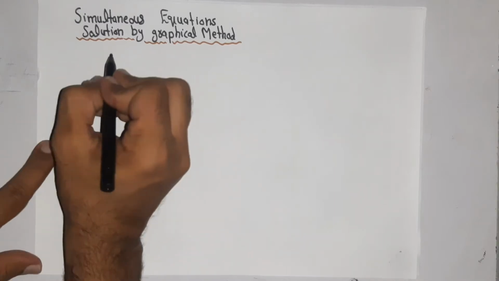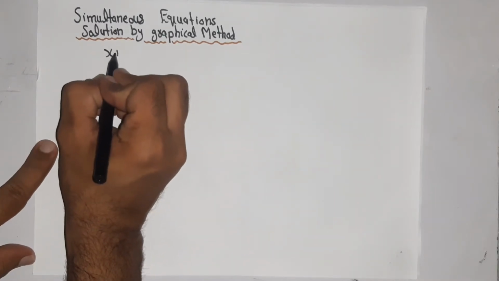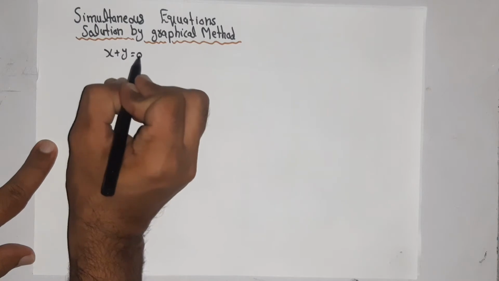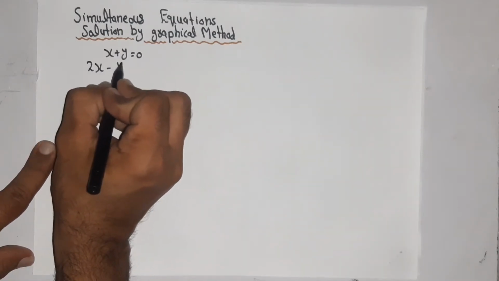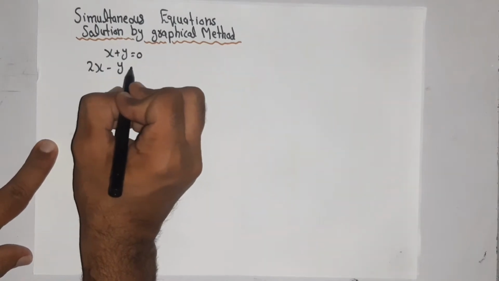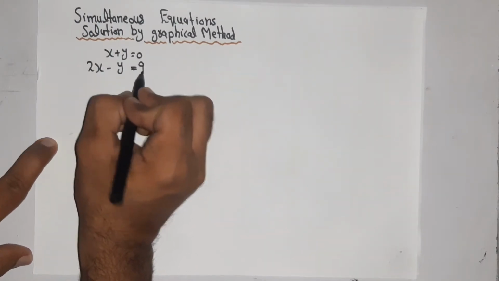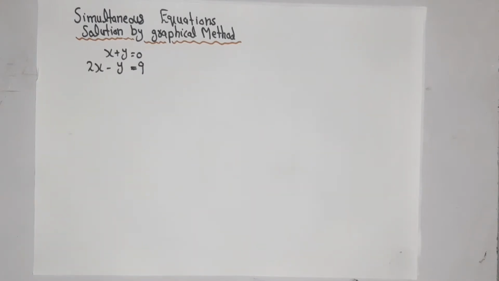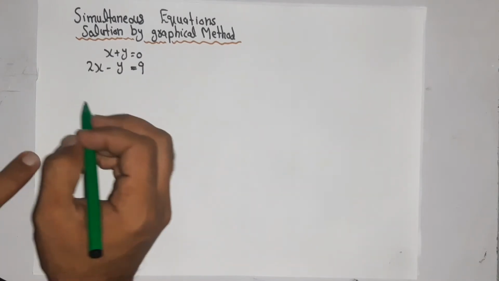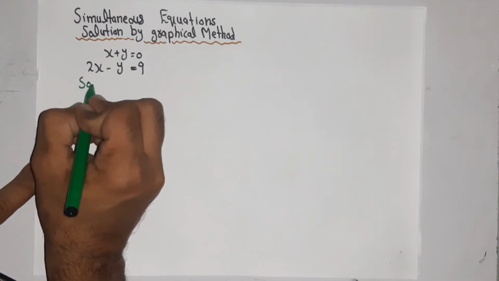We have two linear equations. The first one is x plus y equals 0 and the second equation is 2x minus y equals 9. We have to find their solution by the graphical method. So, solution.